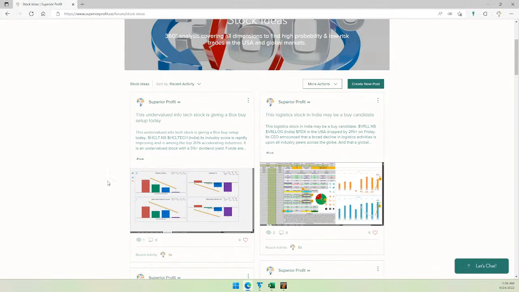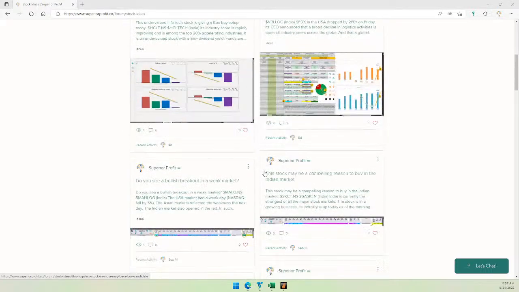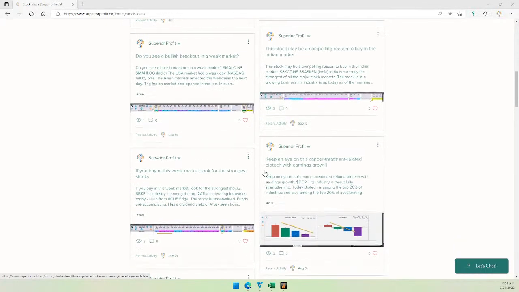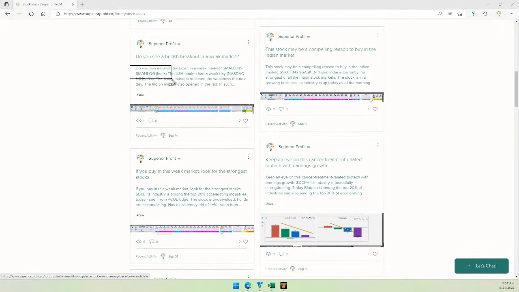And if you see the last few ideas that I shared, they were not in USA market. The aim is not to share trading ideas or tips, but to show how the techniques can be applied. They can be applied in any country, any market. And last couple of ideas were in Indian market. Let's scroll down. Also Indian market.